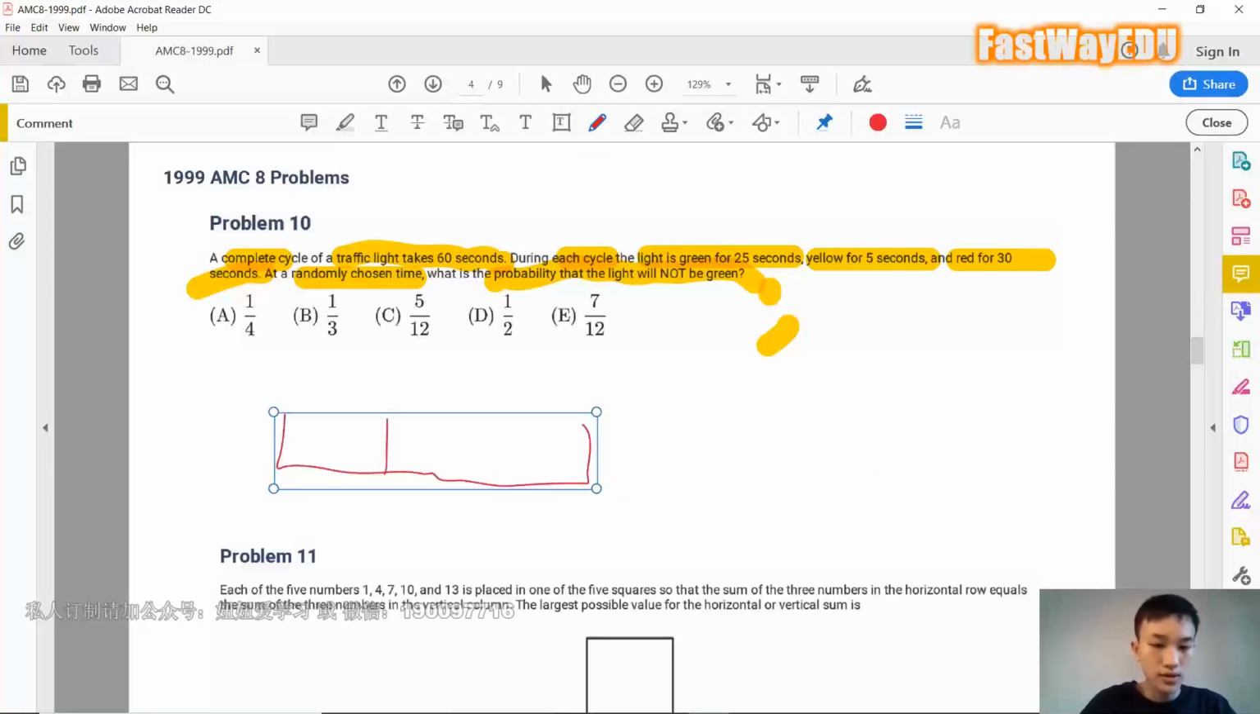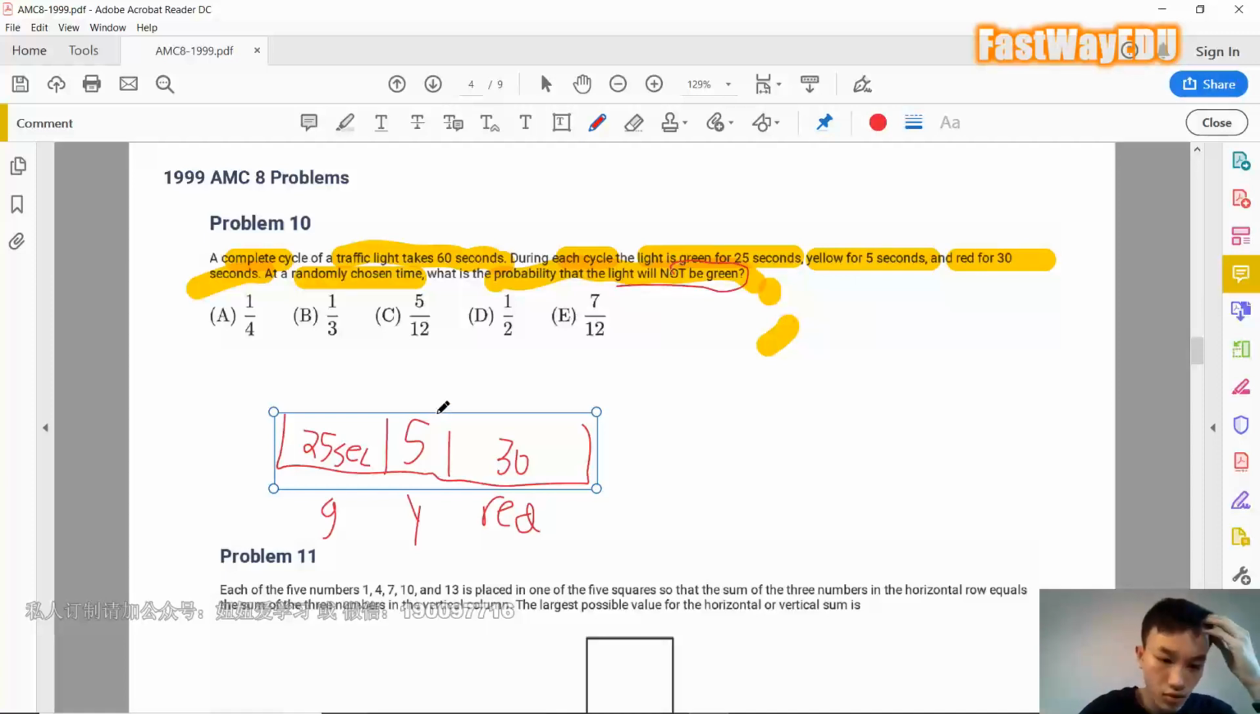So we know that 25 seconds is going to be green, 5 seconds is going to be yellow, and 30 seconds is going to be red. At a randomly chosen time, we're just going to look at this one cycle. What is the probability the light will not be green? Well, that means it's either yellow or red, right? So we have the total in the bottom, and in the numerator, we want not green.